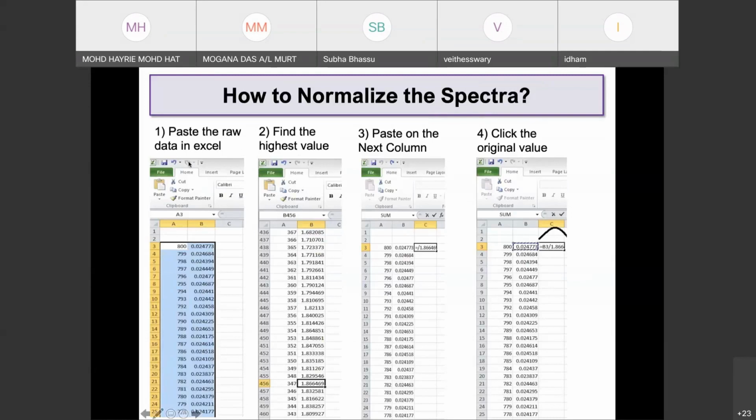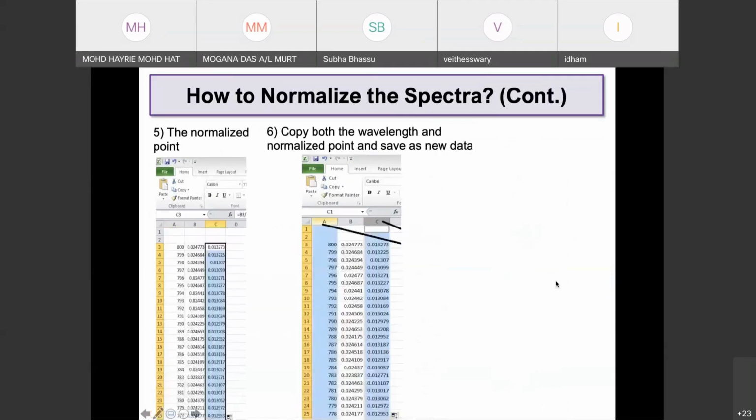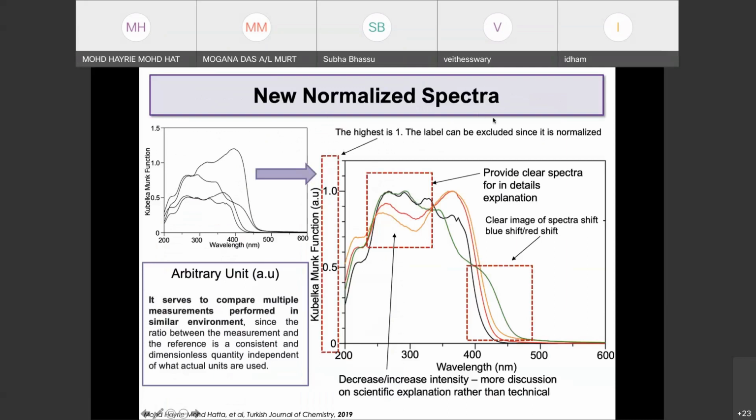So how do you normalize the spectra? You paste the original raw data in Excel. You find the highest value, for example this one is 1.8. You paste it in the next column and then you divide by the original value, and Excel will calculate it for you. Here are the new normalized points. Then you copy both and save as a new data. This is the new normalized spectra, so the highest is 1. The label can be excluded since it is normalized.